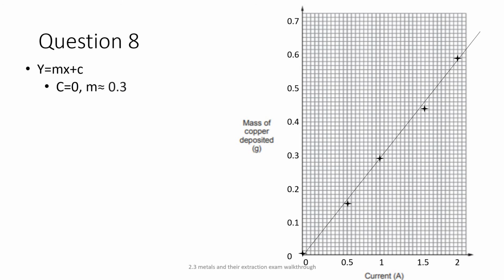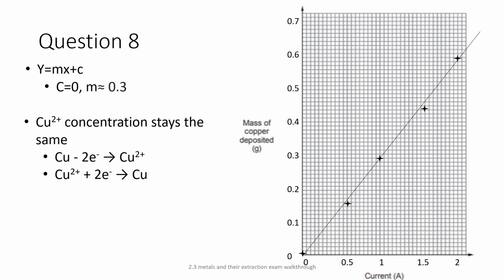So using this equation, we can then do y is equal to 0.3 times 3.5, which comes out as 1.05. Accepted values for m are between 0.3 and 0.5, depending on how you did it by hand.